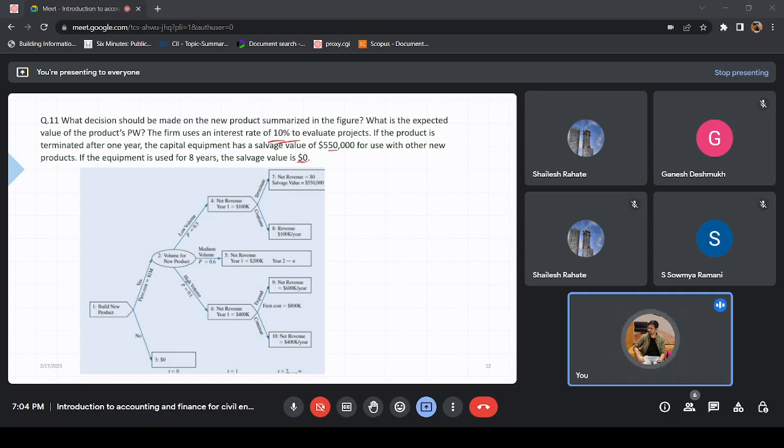So now let's see what has been given. Now, the first choice you have is, do you want to build the product or not? If no, that means you are not incurring any cost. If yes, you have got the first cost of 1 million. But in this case, you haven't been given any probability. Why so?